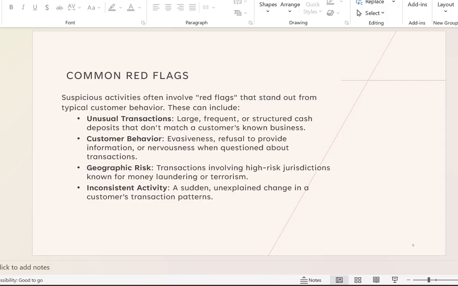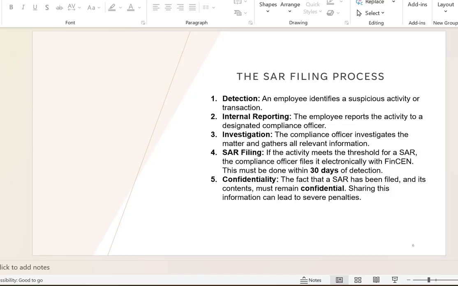And inconsistent activity: a sudden and unexplained change in the customer's transaction pattern and behavior, suddenly pushing funds into their account and removing the funds. These are the things that will generate the alerts, and on that basis the compliance team or the compliance officer will do the analysis and then file the suspicious activity report to the financial intelligence unit.